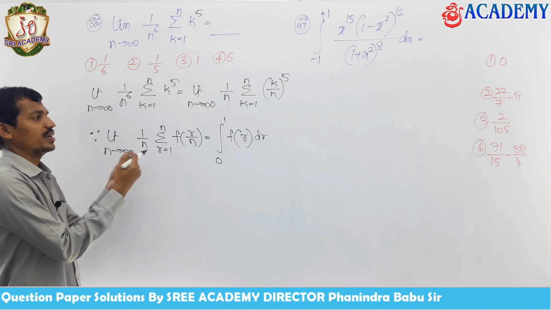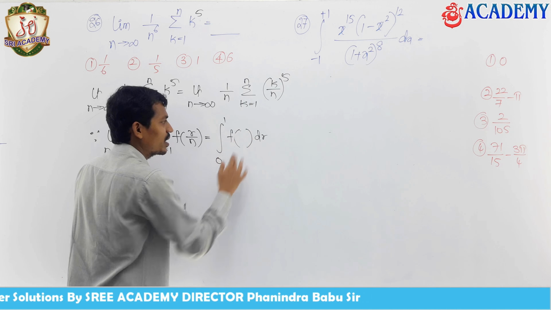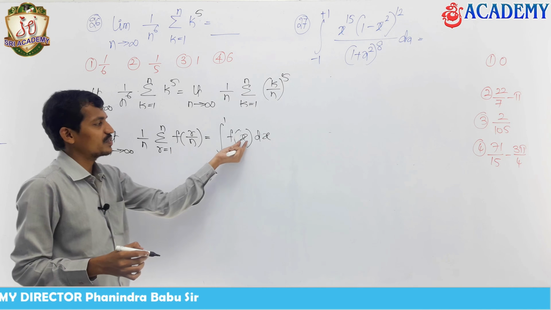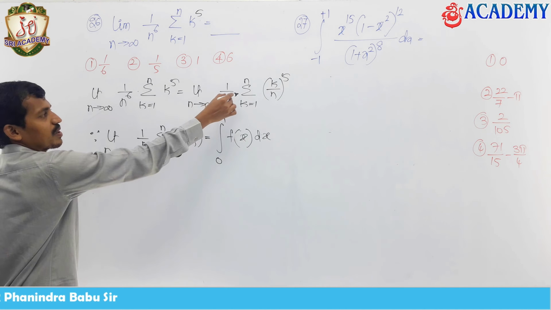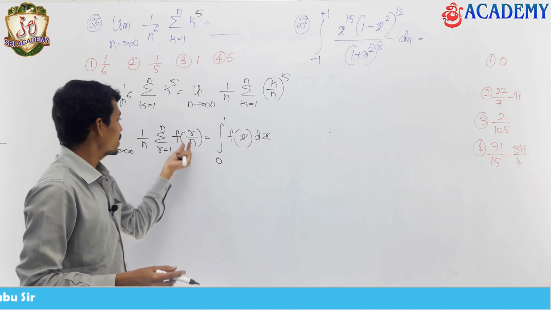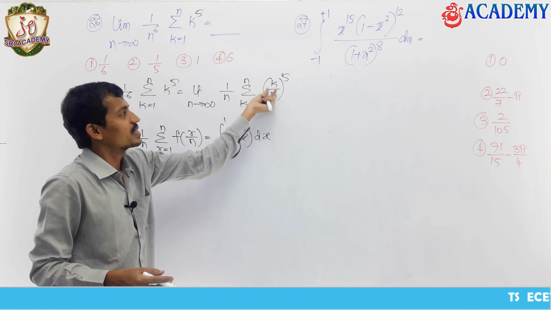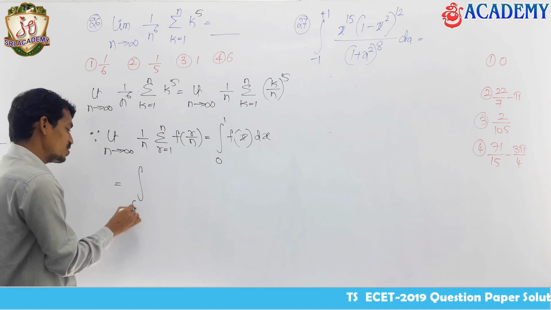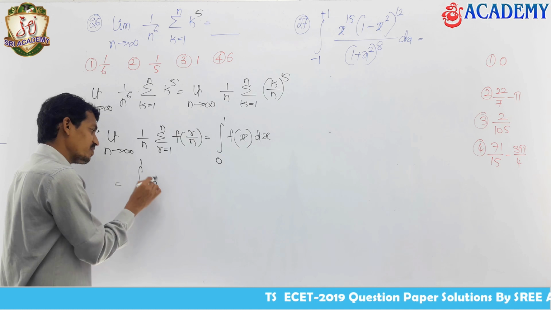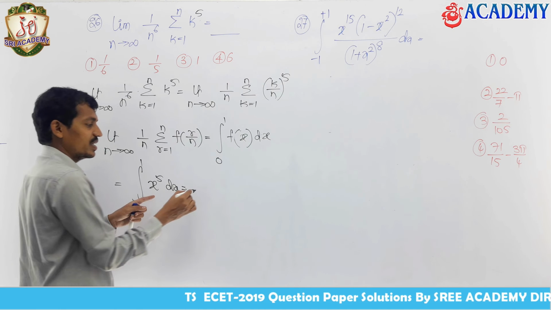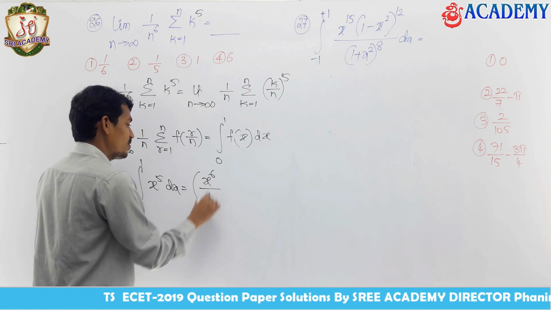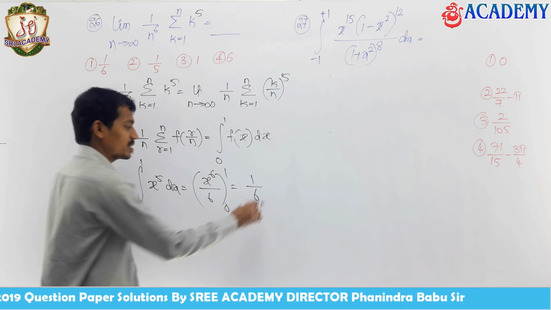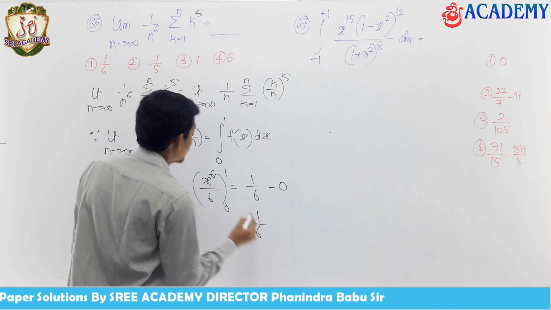R can be either x or t, any value you can take. Simply you have to replace r by nx with x. Based upon that, I am modifying this: k by n, in place of r we are having k. If you replace k by n with x, it is going to be integral 0 to 1 x power 5 dx. Integration of x power 5 is x power 6 by 6 from 0 to 1. If you substitute the upper limit, 1 power 6 divided by 6 minus 0, the answer is going to be 1 by 6.